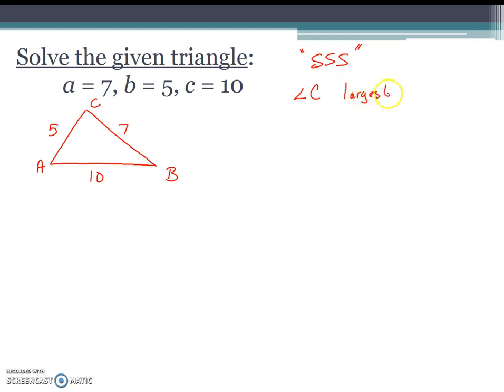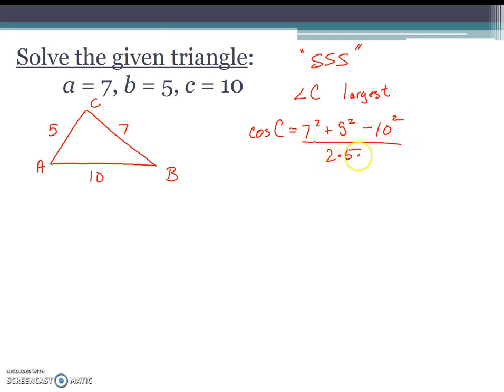So that means we will set up the law of cosines to solve for C, which means we'll use the form that's solved for angle C, and this one will be the cosine of C. We use that version of the formula. So that one will be 7 squared plus 5 squared minus 10 squared.